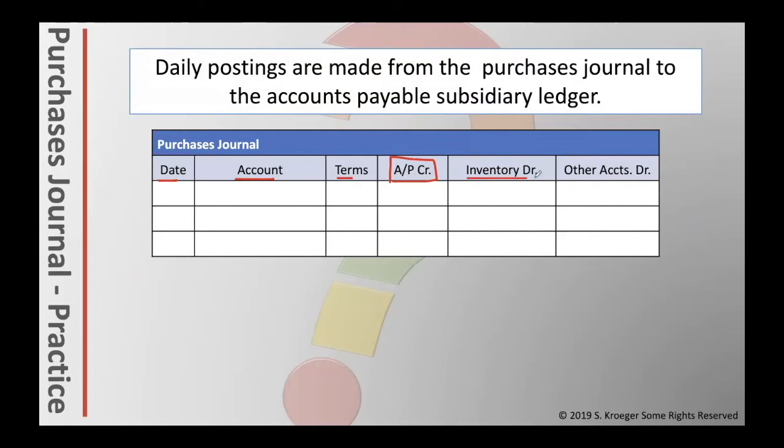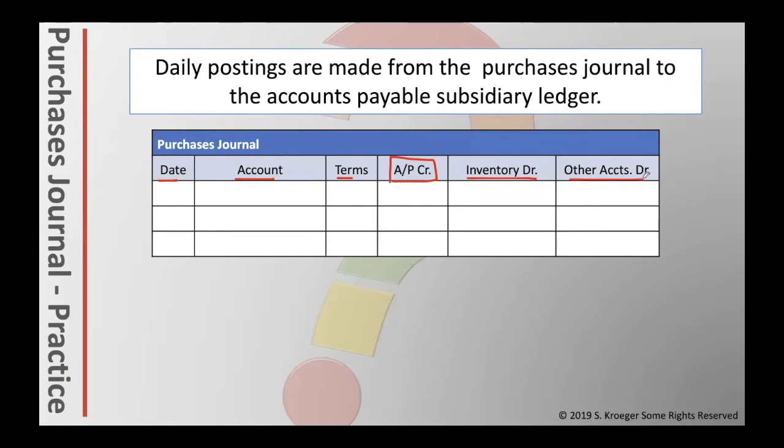Next, we have inventory debit. We would use this if we purchase inventory on account. Inventory would get the debit, accounts payable would get the credit. Let's say we made a different purchase on account. If we used a different account besides inventory, we would just use the other accounts column instead.